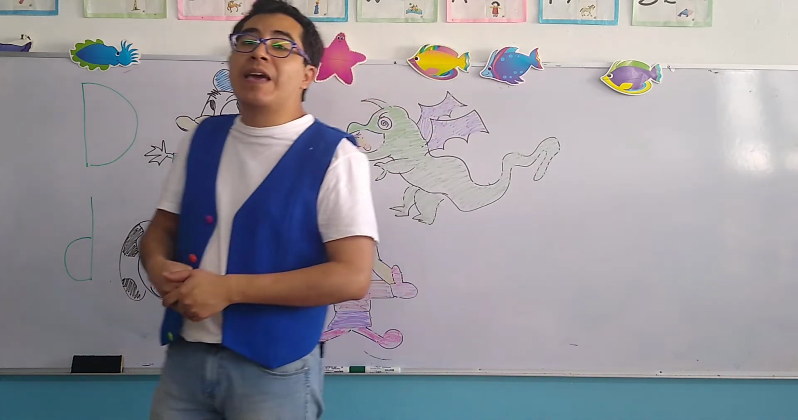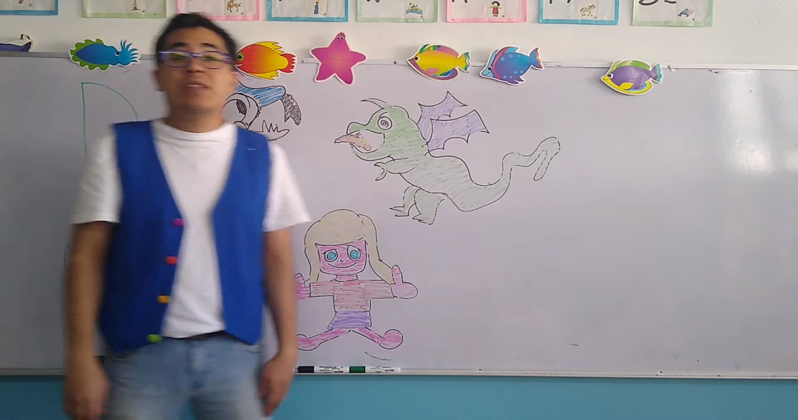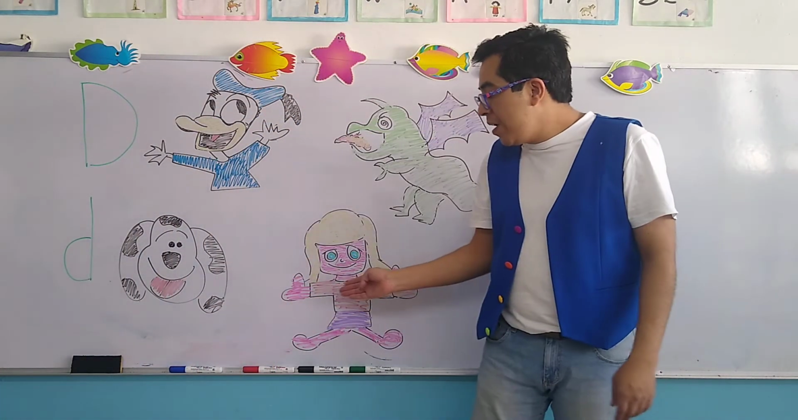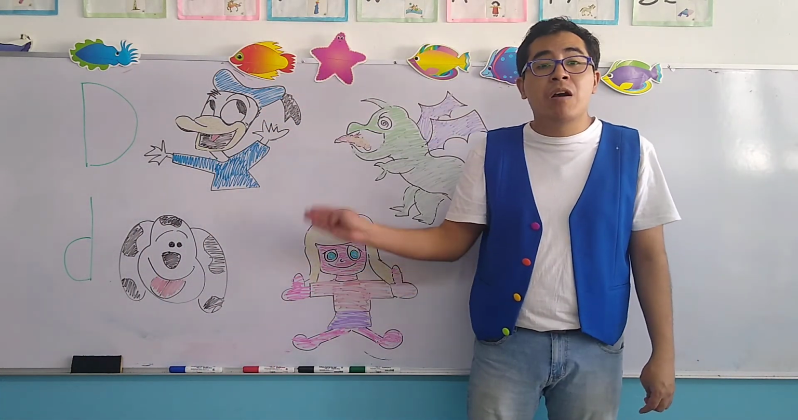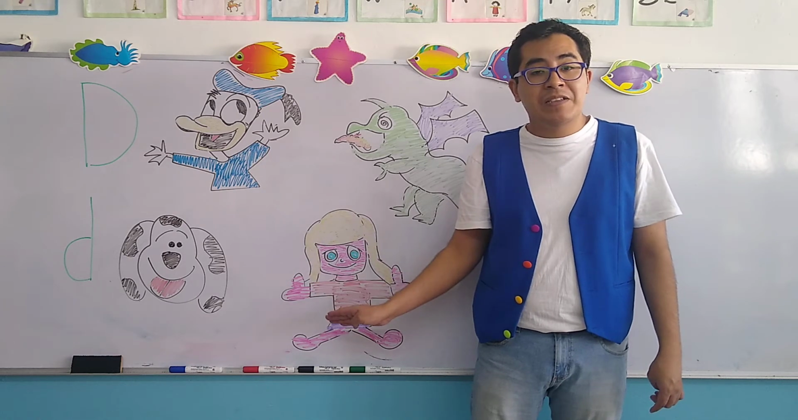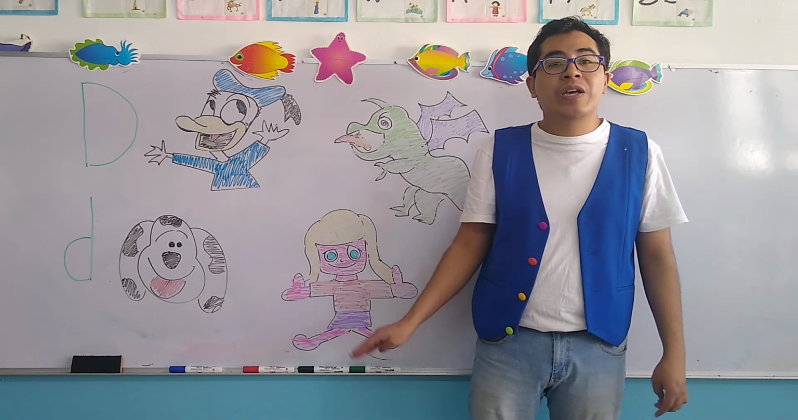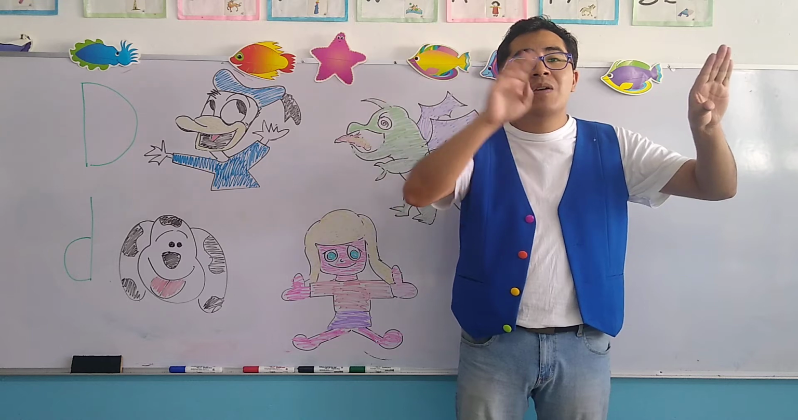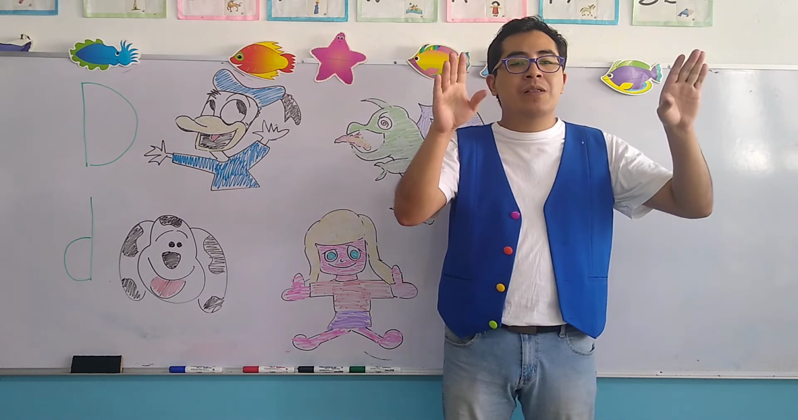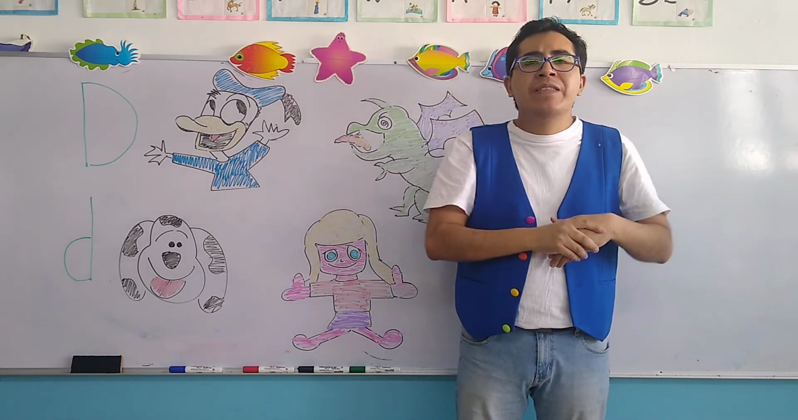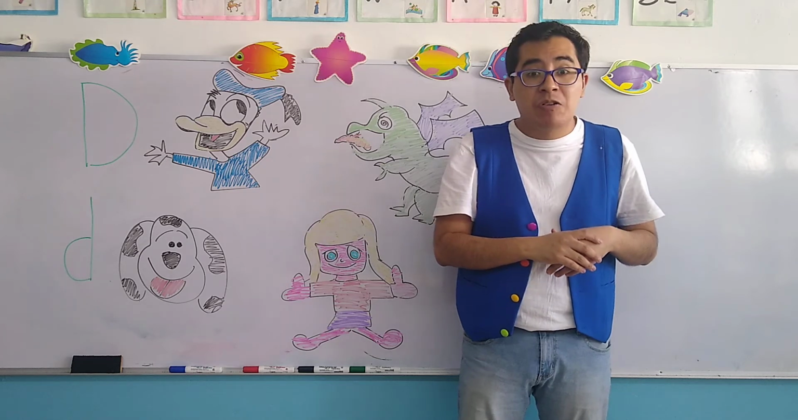Another object with the letter D is the doll. Now, the doll is part of the family of toys, okay? Pertenece a la familia de los juguetes. Doll, in Spanish, muñeca, okay? And dolls, they are basically for girls, okay?